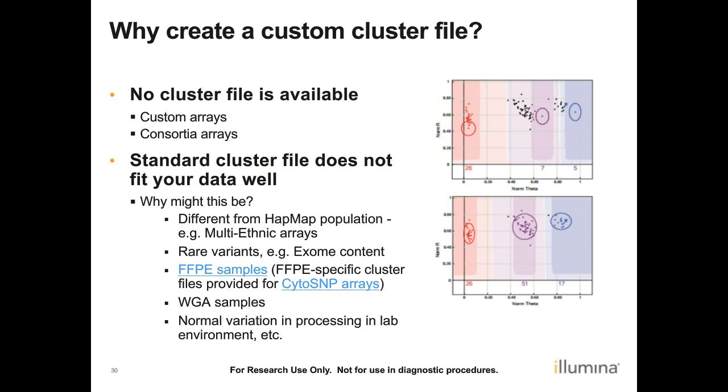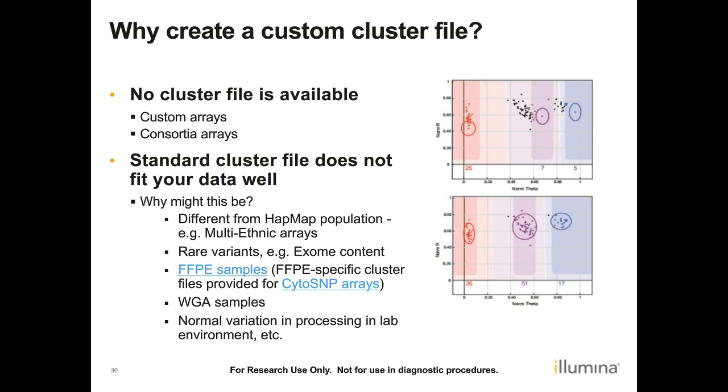For example, we've created multi-ethnic arrays that are specific to populations that are not part of the general HapMap. Those cluster positions may be affected by those genetic factors that I spoke of before, underlying SNPs that don't exist in the HapMap, other potential localized reasons, or population-specific reasons that might affect the cluster positions of your particular data set. Rare variants could also be a reason that you might want to create a custom cluster file, as mentioned before. FFPE samples, the quality of the samples that you load onto the chip will also affect how those clusters are ultimately positioned on your SNP graphs.